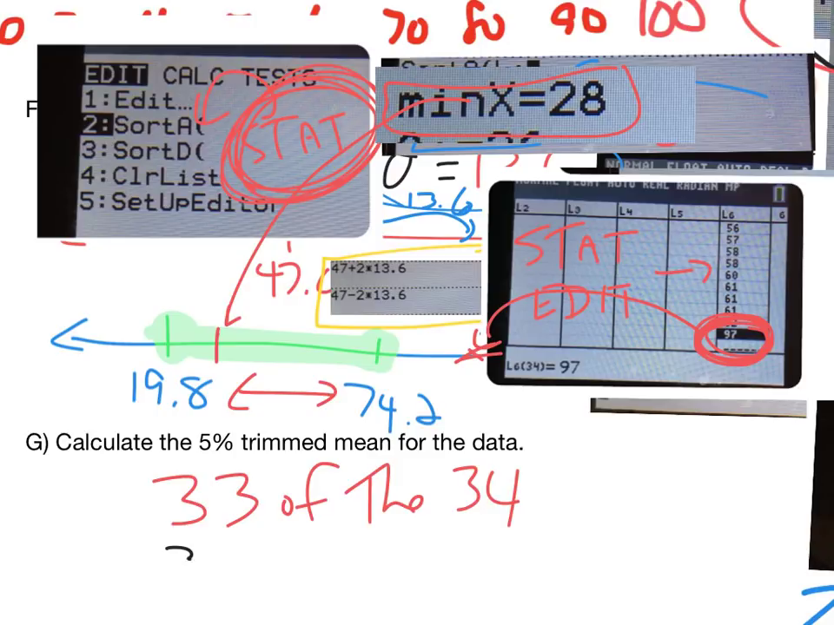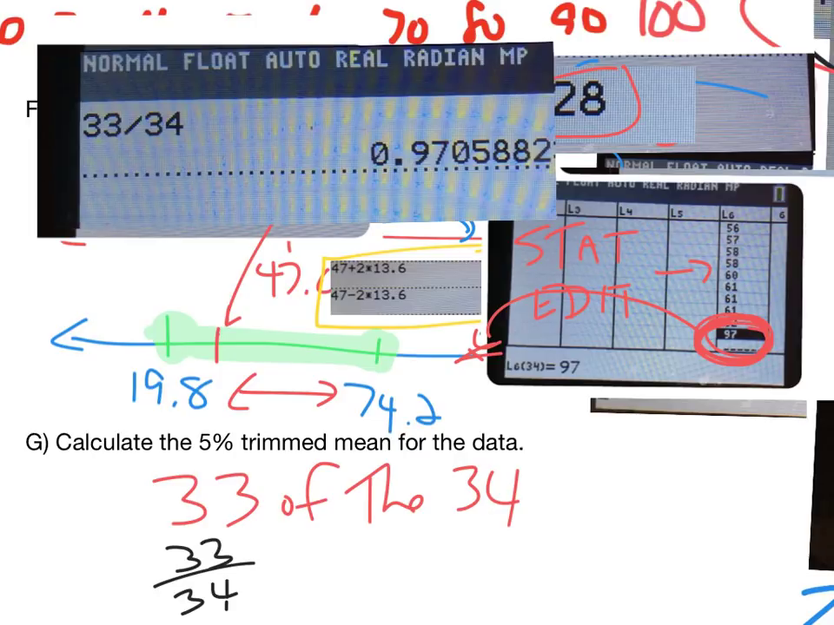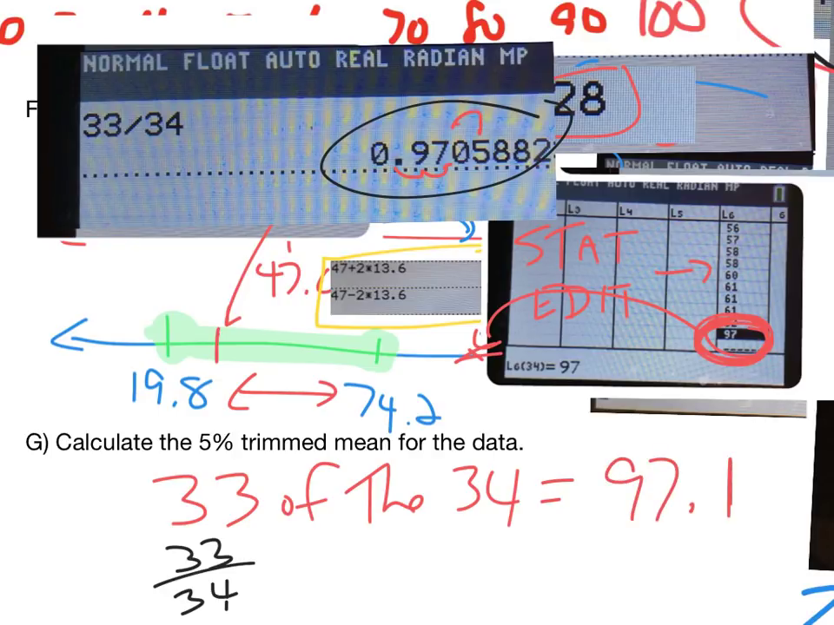And if we divide that on our calculator, 33 divided by 34, that's going to give us 0.9705. So if I move the decimal point 2 places to the right, that's going to be 97 point, and the 5 kicks the 0 up to 1. So here, 97.1% of the data lies within 2 standard deviations of the mean. And this is a percent, so 97.1%.